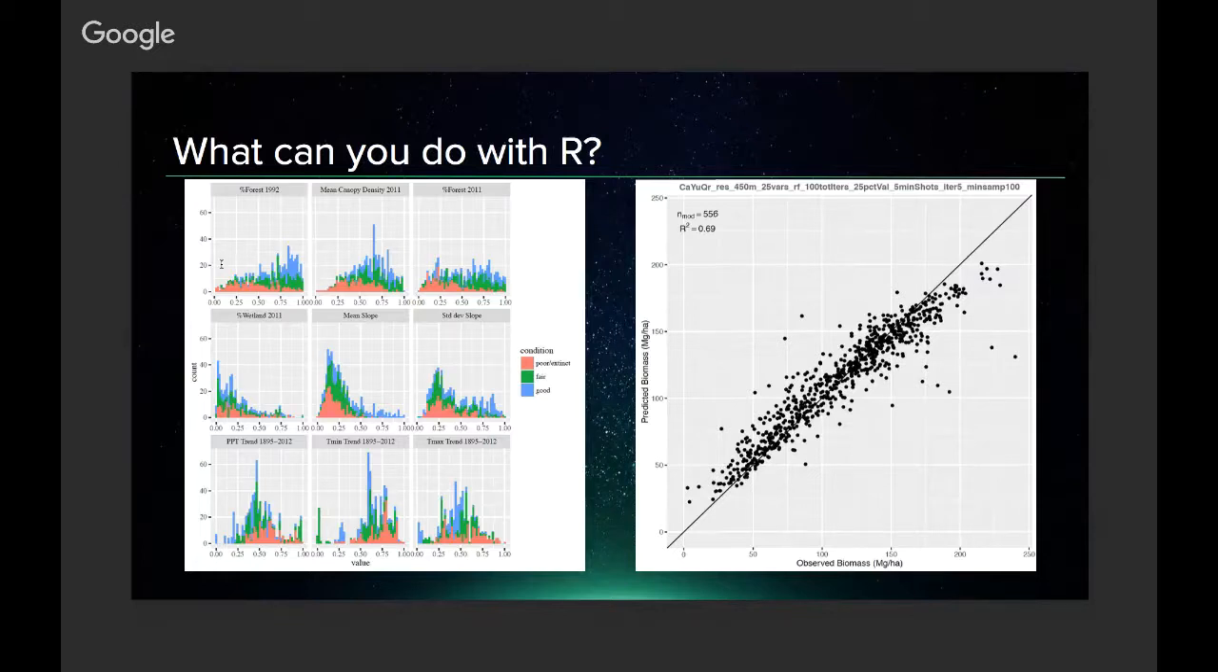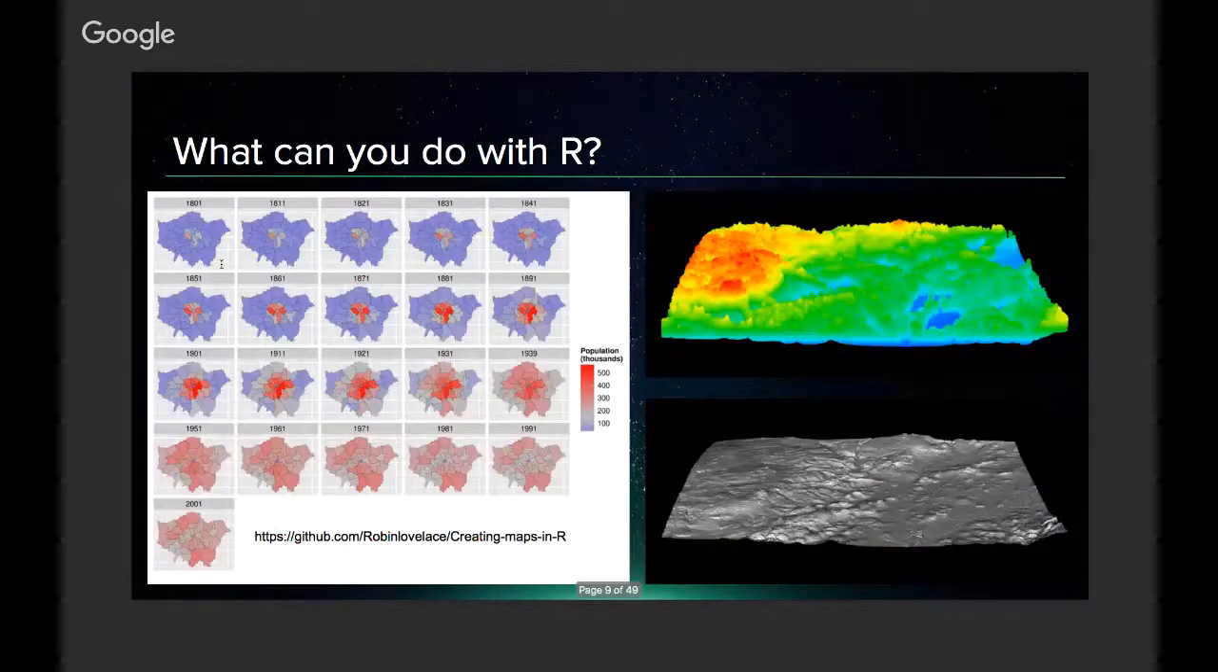Over here is some, just predicted versus observed. That's for a different project. Obviously, we're here because we're interested in some geospatial work. So you can make maps in R.